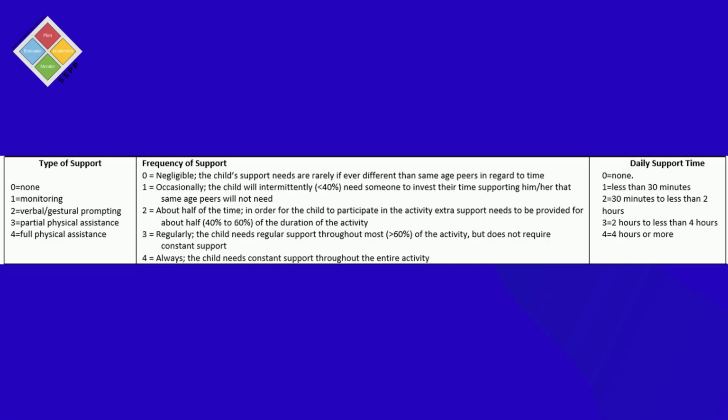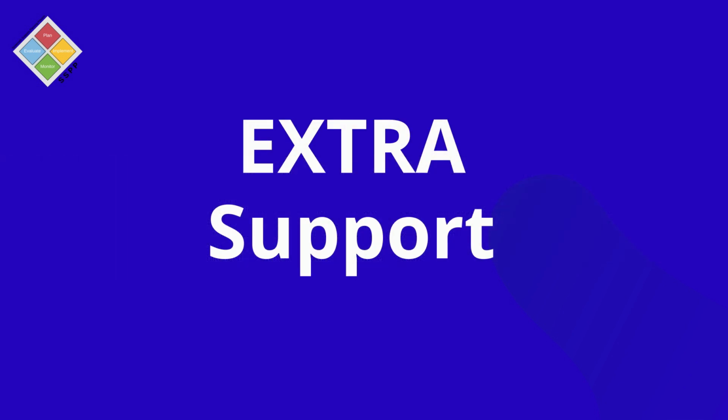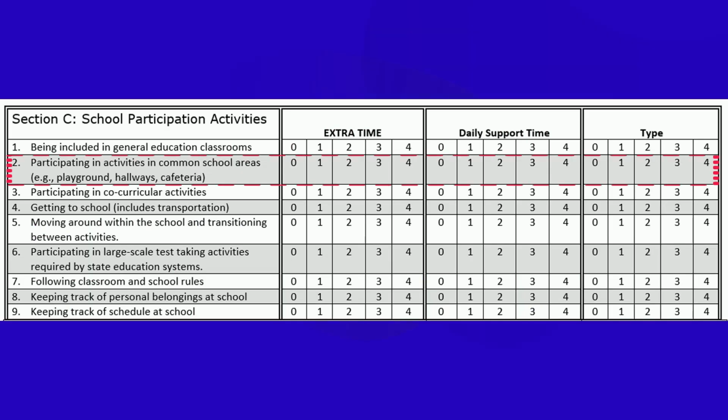Each item on the SIS-C is rated across 3 dimensions of support. The first dimension is type of support. Type of support concerns what type of extra support from another person is needed. I noticed you said extra in a loud voice. Why is that important? I said extra because it refers to extra support that most other children in the classroom will not need. For instance, all second grade students would need some verbal prompting for item number 2, participating in activities in common school areas like the playground, hallways, and a school cafeteria. What this question focuses on is what extra support the student needs beyond that which is provided to most students.